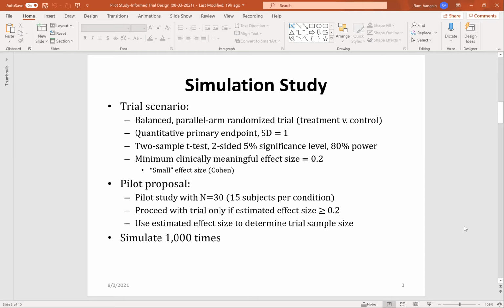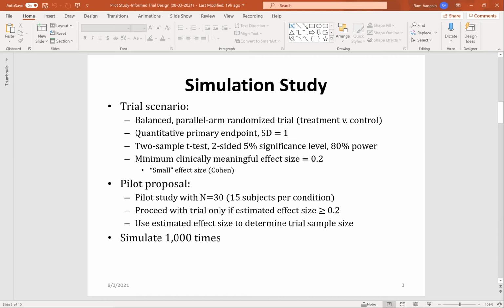So what I've just described, this methodology, is something we can actually simulate. I'm going to simulate 30 patients for a pilot study and analyze their data. I'm going to use that analysis to design the trial if we're going to pursue a trial. Then I'm going to simulate the trial data and analyze that. And I'm going to do that 1,000 times. That's going to give us a sense of how this methodology behaves when you apply it repeatedly to data sets like this.